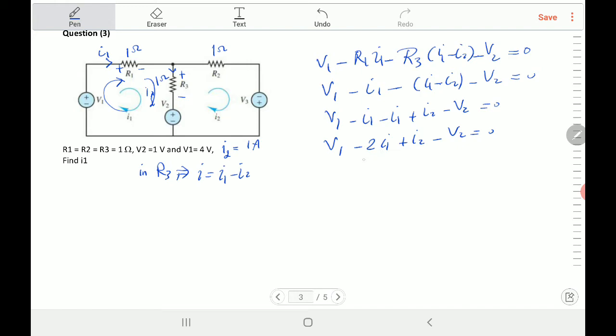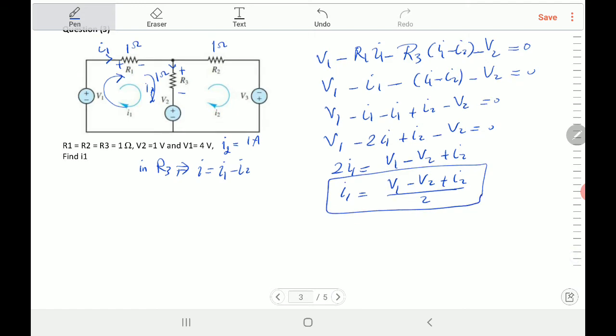The question is to find I1. So if you move 2I1 to the other side, you have 2I1 is equal to V1 minus V2 plus I2. And to find I1, you say I1 is equal to V1 minus V2 plus I2, divided by 2. So that's the right answer.